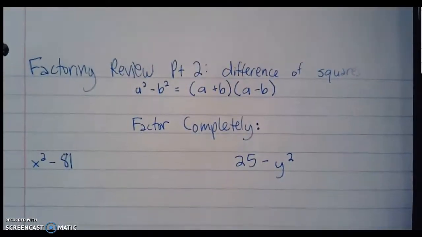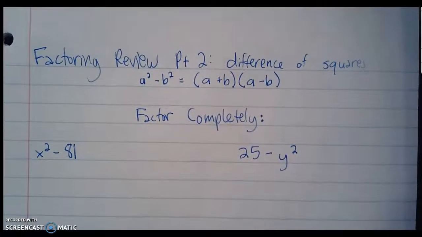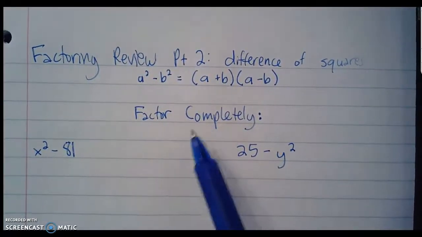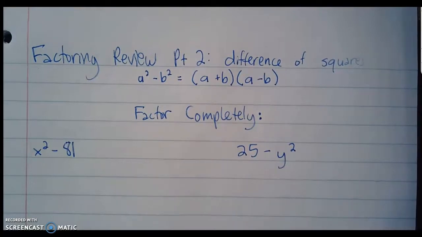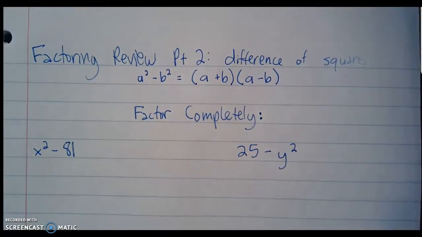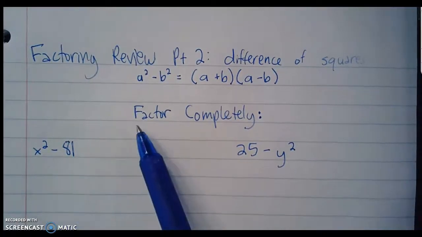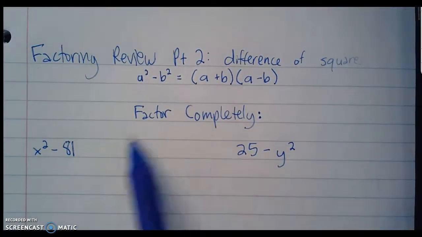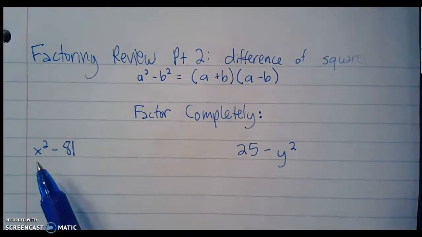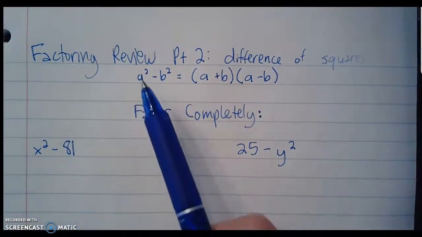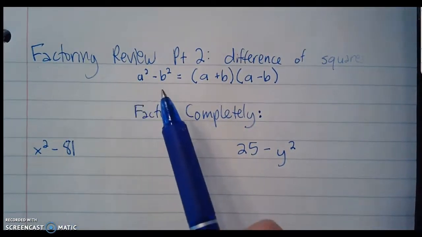We're going to do some examples. Our directions are factor completely. So the very first step is to think back to yesterday and to ask yourself if you have a GCF. For this first example, I'm going to factor completely, and the problem is x squared minus 81. There's no GCF. So then I'm going to ask if this is a difference of squares.